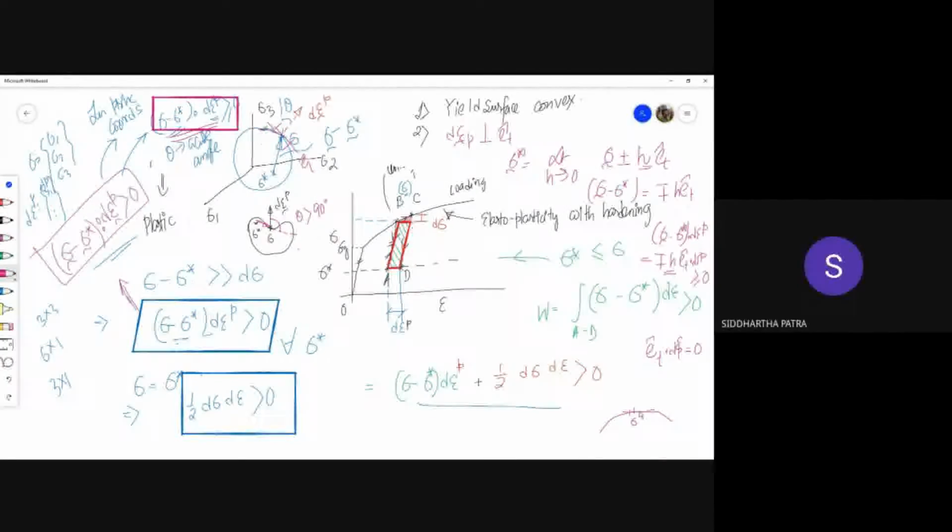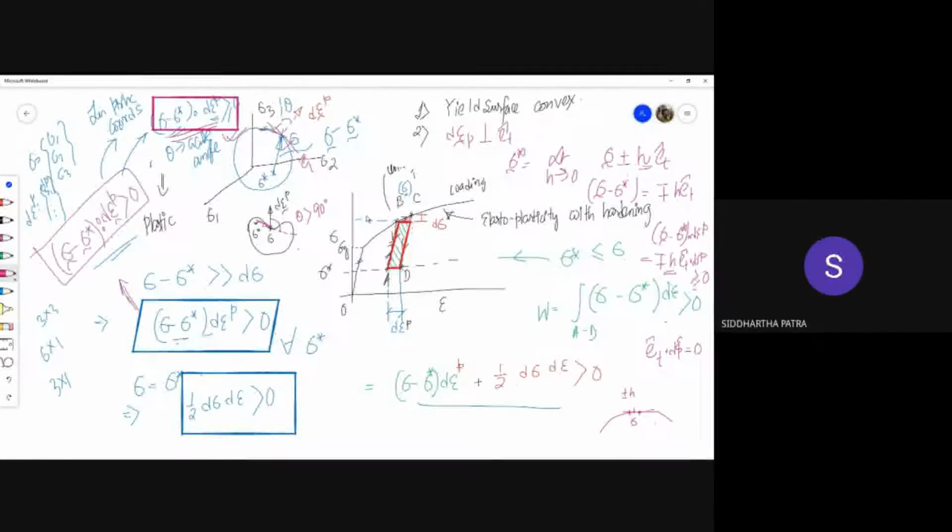Okay, for a very tiny value plus or minus h, I can imagine these 2 points lie on the surface, and for them also this condition needs to be satisfied. The only way that satisfies, and that too for both plus and minus h, is when the equality holds. That means equality holds if sigma star is on the yield surface.